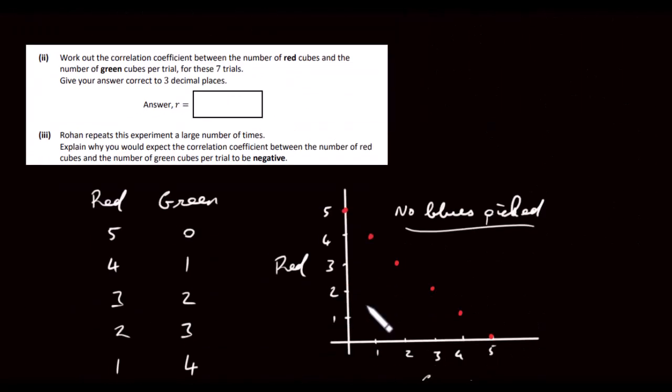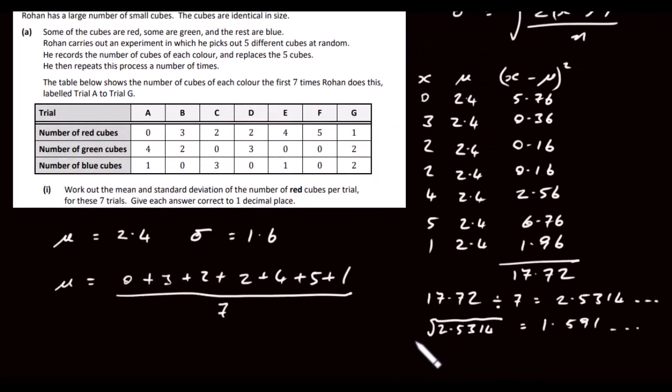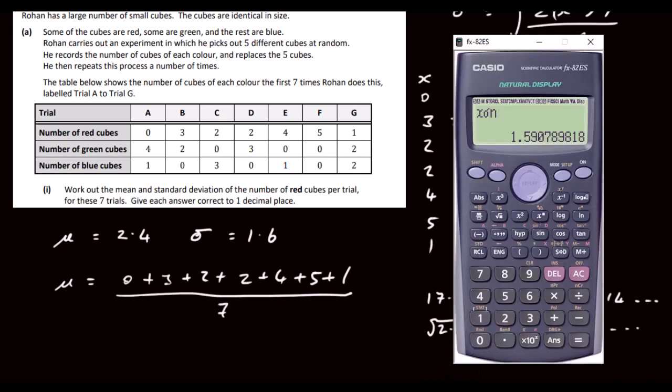Work out the correlation coefficient between the number of red cubes and the number of green cubes per trial for these 7 trials. Give your answer correct to 3 decimal places. So the correlation coefficient again can be done on your calculator. I'll just run through that as well. So let's just get rid of what's in there first. Go back to stats mode.